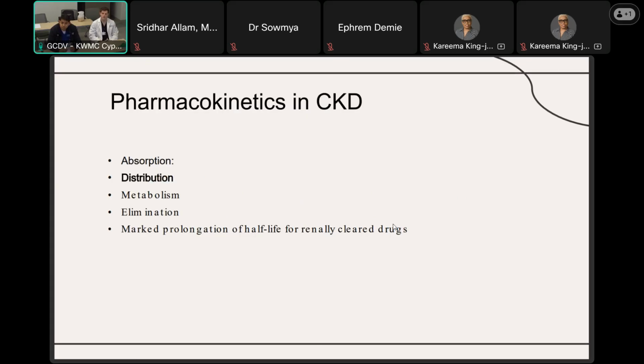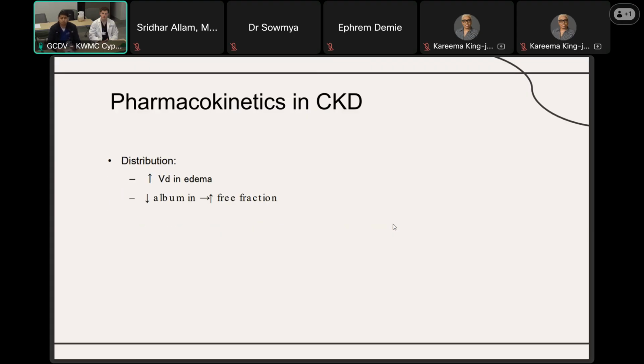Let's talk about distribution. So how is distribution affected in CKD and medication dosing? In our kidney disease patients, especially in conditions where they're getting swollen, there is an increased volume of distribution in patients with their hypervolemic state. At the same time, kidney disease patients, because of different pathophysiology and also because of anorexia, are highly likely to have low albumin level, and that can increase the free fraction. We will talk about both of these in a bit of detail.